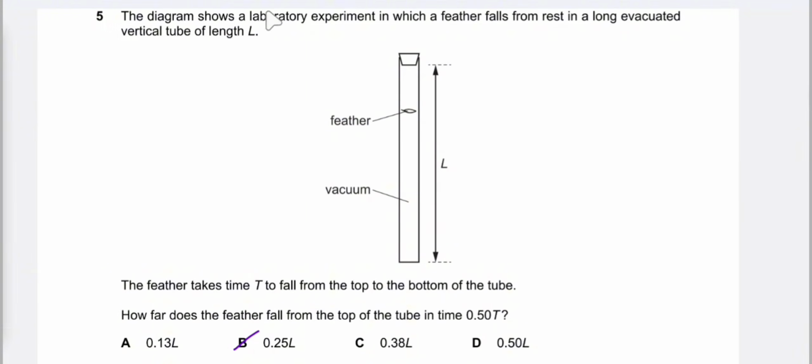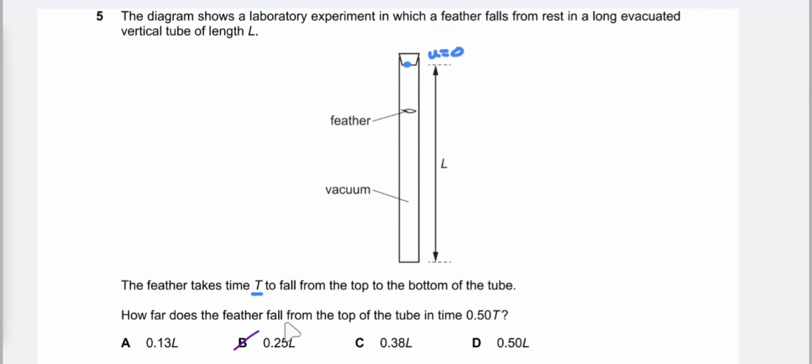Number 5. The diagram shows a laboratory experiment in which a feather falls from rest in a long evacuated vertical tube of length L. So it is falling from rest, that is initial speed is 0. The feather takes time t to fall from the top to the bottom of the tube. So from the top to the bottom it takes time t.